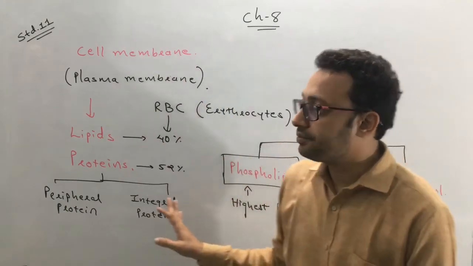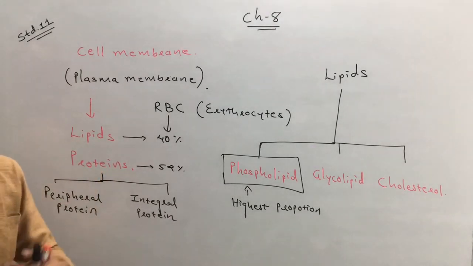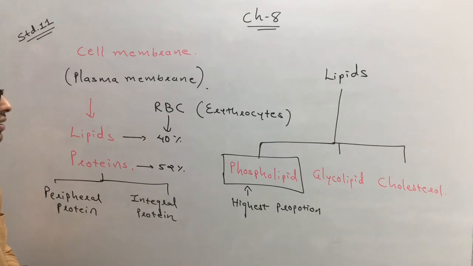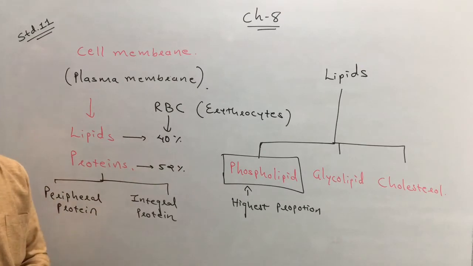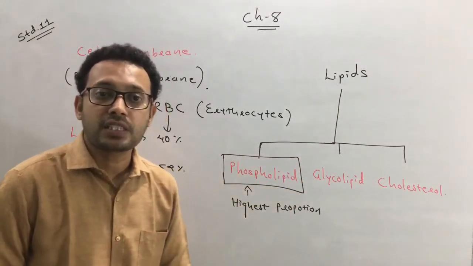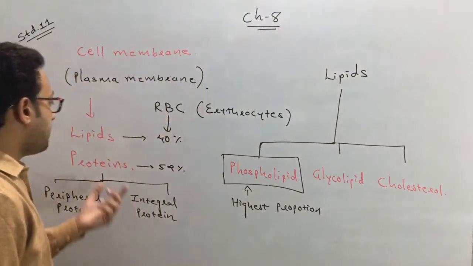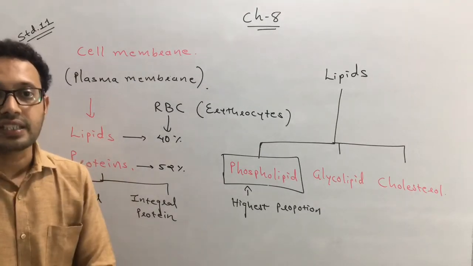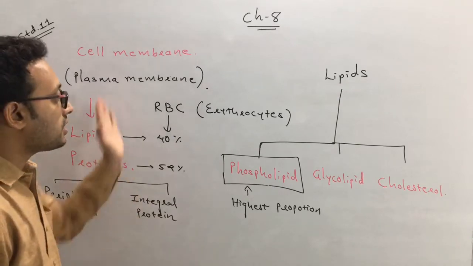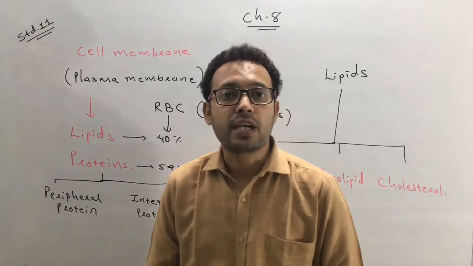So the ultimate thing is that the cell membrane consists of lipids and protein. The quantity of lipid and protein may vary depending on the type of cell membrane and the type of cell. Like in the case of an RBC or erythrocyte, the amount of lipid is 40% and the protein is 52%. Lipid can be of three types found in the cell membrane: phospholipid, glycolipid, cholesterol. But phospholipid occurs in the highest proportion. The proteins can be of two types: peripheral protein and integral protein. Peripheral protein is present on the surface of the cell membrane. Integral protein is present either half inside or totally inside the cell membrane. So this is the overview of what the cell membrane biochemically consists of.